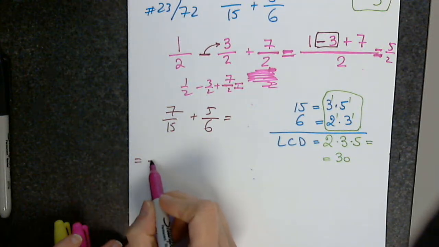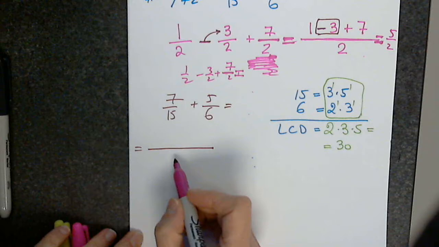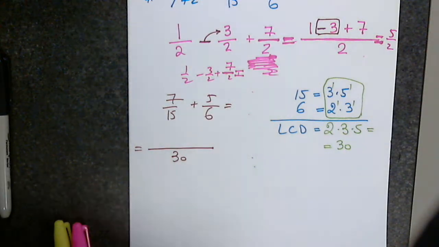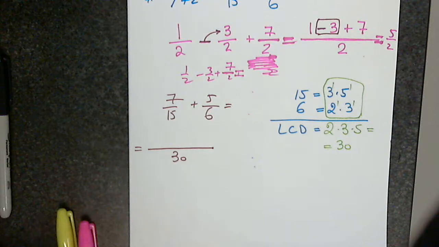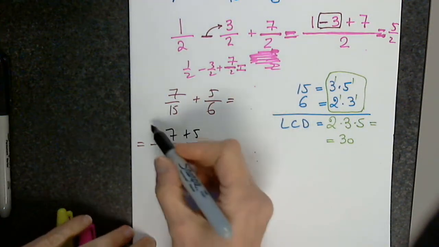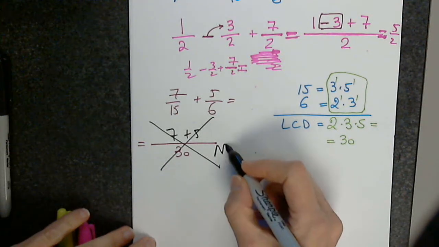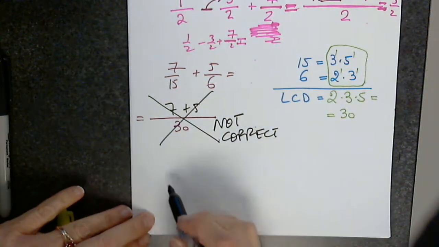Like before, I write a long fraction line. What do I write underneath now? 30. Awesome. And now I have one intermediate step that I did not have before. If I write 7 plus 5 at the top, that would be wrong. So I'm going to write it and say it's wrong. 7 plus 5. Not correct.